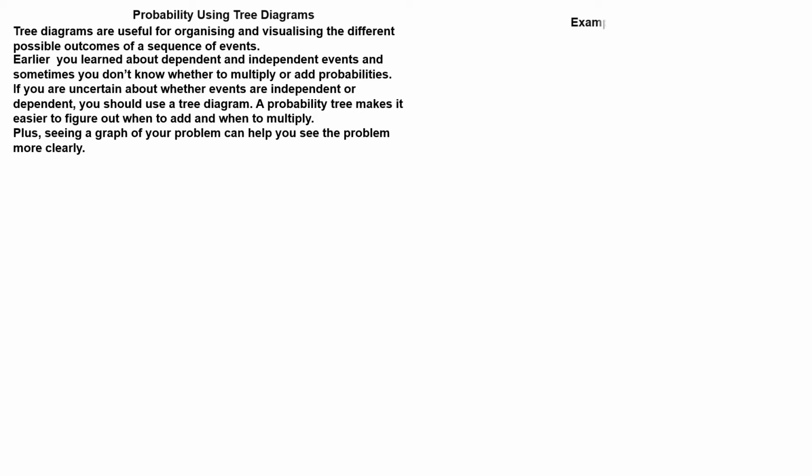Example 1. If a die was to be rolled twice, construct a probability tree to calculate the probability of getting 3 twice, getting a 3 and not a 3. First of all, let's calculate the probability of getting a 3 and not getting a 3. The probability of getting a 3 is 1 over 6. The probability of not getting a 3 is 5 over 6.